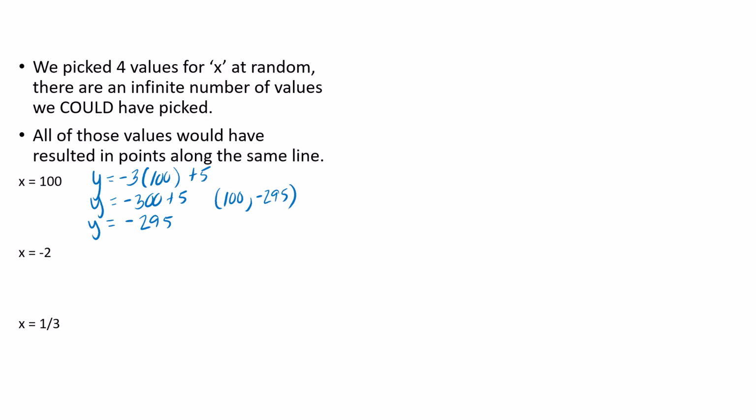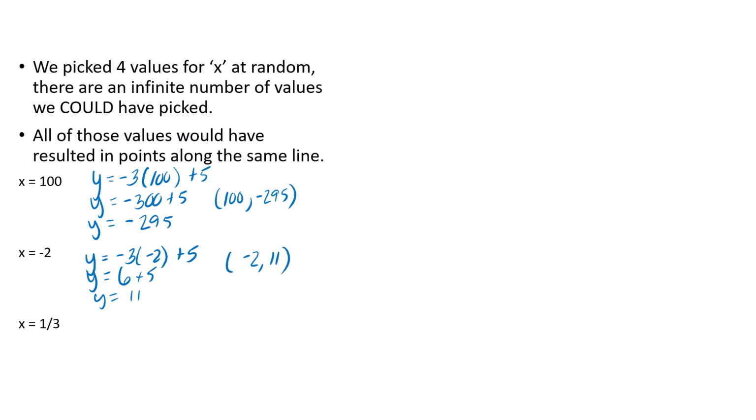You can pick negative numbers. Now, a lot of times students don't want to pick negative numbers because the arithmetic is a little bit more error prone, but sometimes negative numbers will actually give you better values than positive numbers that might get very big. So you have to count in the negative direction. What do we have here? -3 times -2 is +6. And 6 plus 5 is 11. So the point (-2, 11) would work.